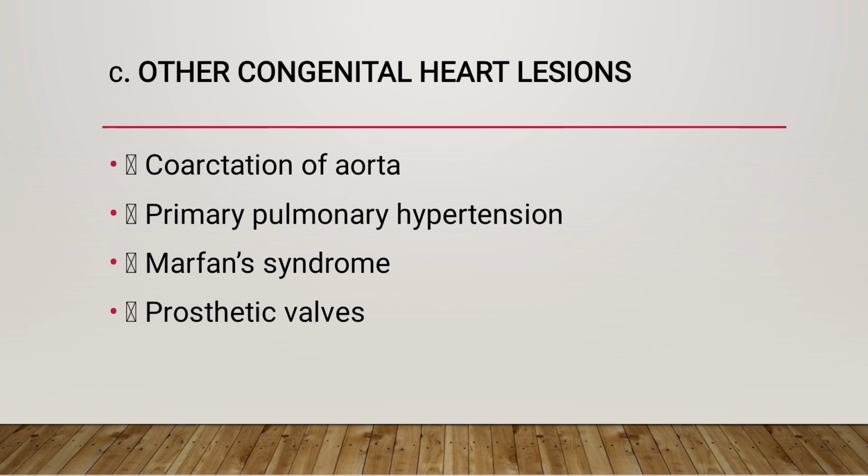So in previous classes we have learned regarding cyanotic and acyanotic heart diseases. In this class we will be dealing with the other congenital heart lesions in pregnancy. First one is coarctation of aorta.